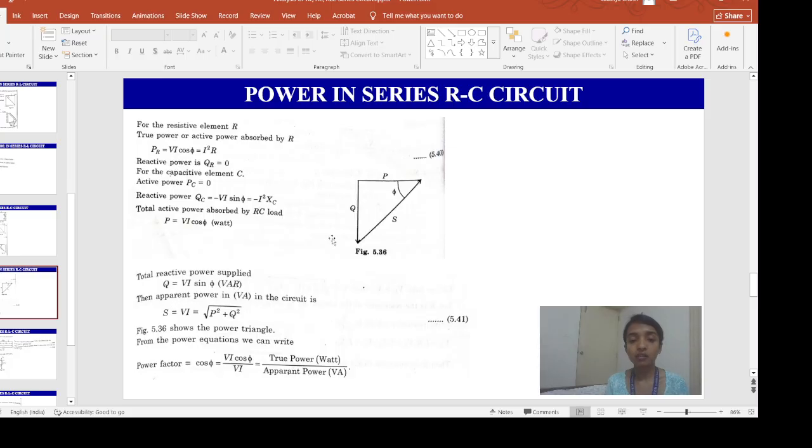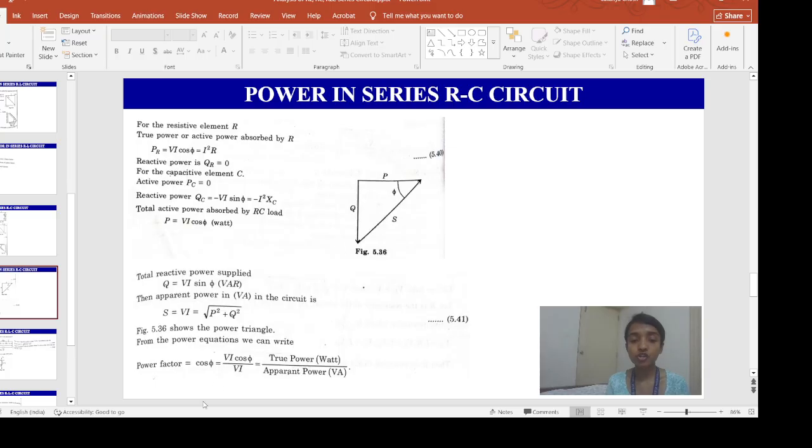If we draw, this is my power triangle: this is my resistive power, this is my reactive power, and this is my apparent power. Apparent power, we have seen, is calculated by the multiplication of the RMS value of voltage and current. From this triangle we can write it as root over P square plus Q square.